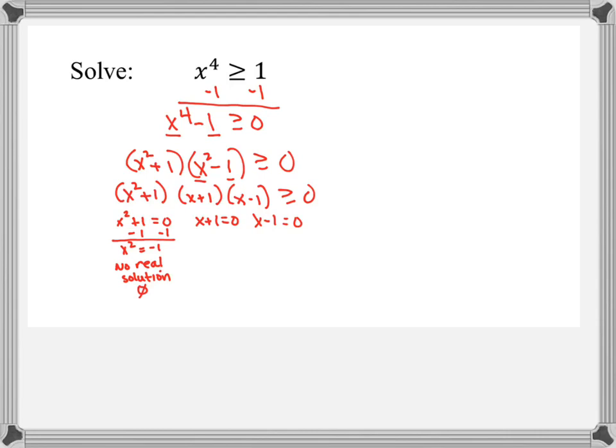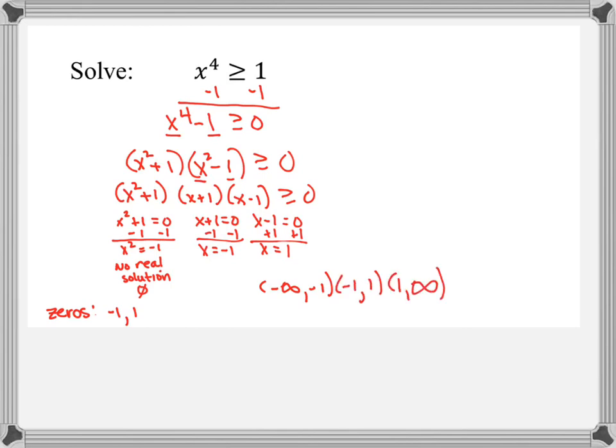In my second equation, I will subtract 1 from both sides. X equals negative 1. In my third equation, I'll add 1 to both sides. X equals positive 1. So I have 2 zeros, negative 1 and 1. And my intervals will be negative infinity to negative 1, negative 1 to positive 1, 1 to positive infinity. I will choose a number in the interval. I will evaluate the left-hand side. I will draw a conclusion.